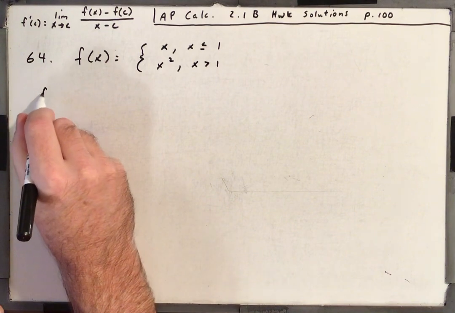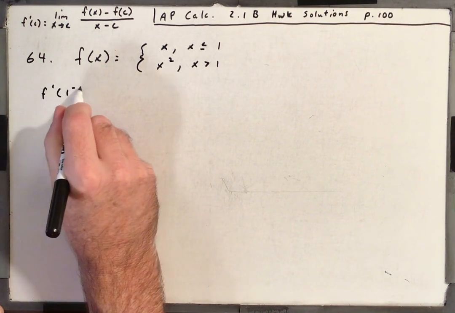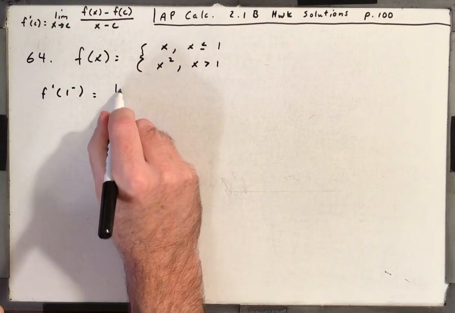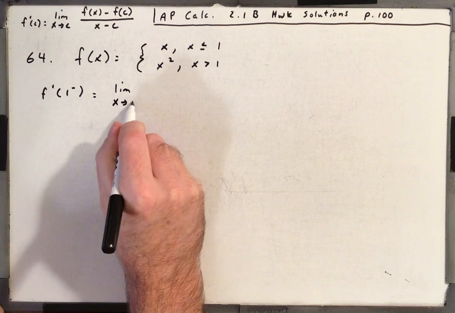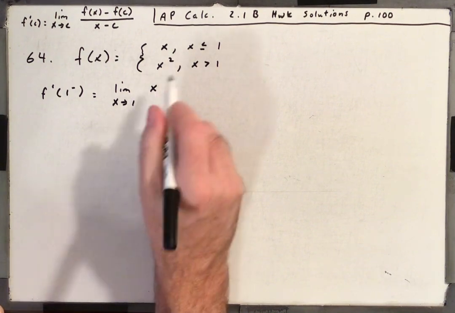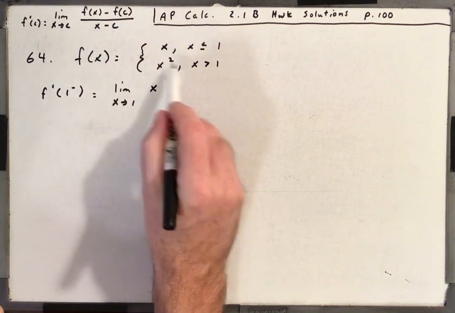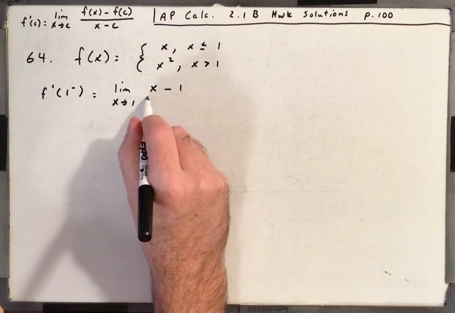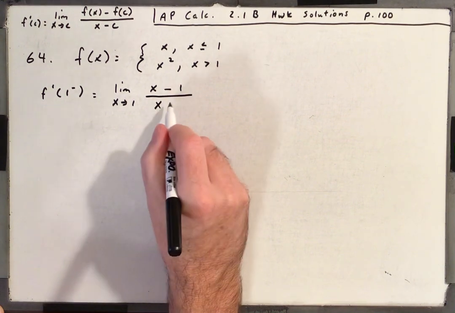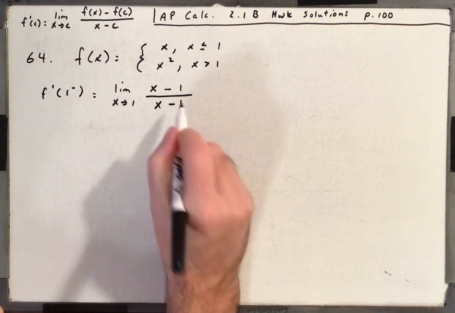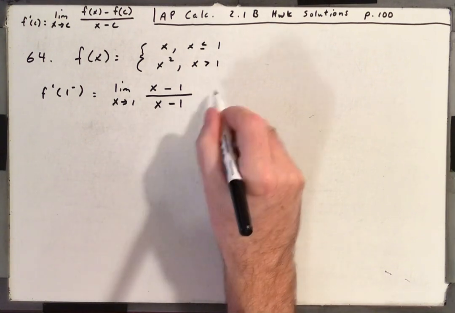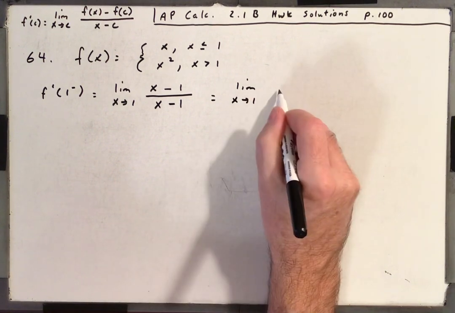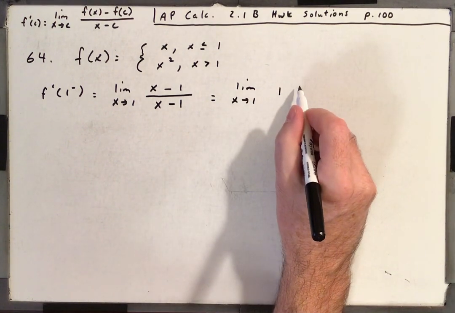Okay, so f prime of 1 to the left, remember less than 1 would be 1 to the left, is going to be the limit as x approaches 1 of f of x, which is just x, minus f of c. All right, plug in 1, so c is 1, over x minus c. So x minus 1 over x minus 1, well, that's just the limit as x approaches 1 of 1, which is equal to 1.